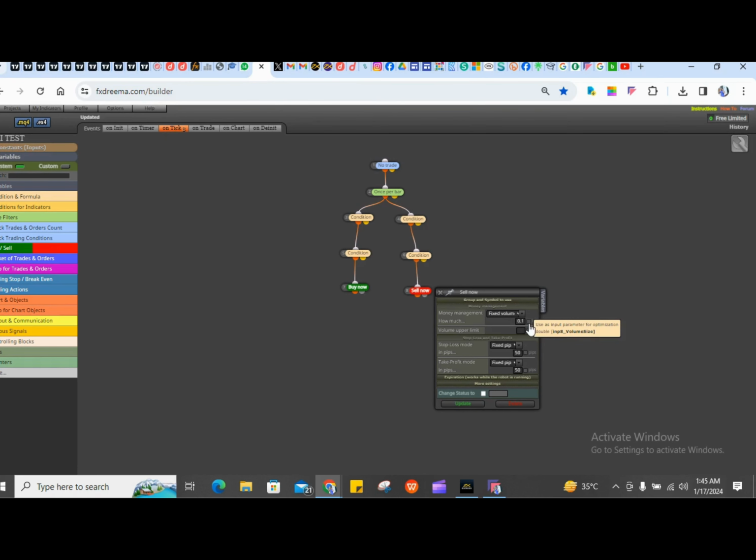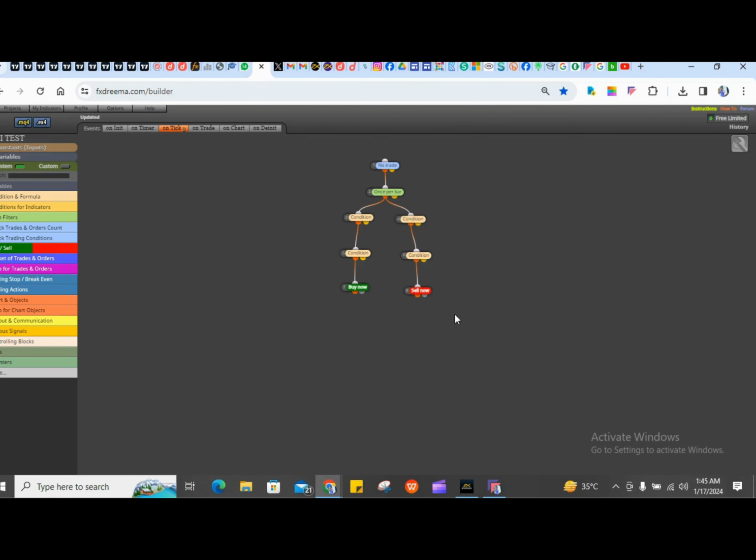So let's just check it: 0.1, 50 pips stop loss, 50 pips take profit, and you update it. Just know that if you are creating a bot on a 1 minute time frame, don't look for 50 pips, because it's always difficult to get 50 pips on a 1 minute time frame. People that trade on 1 minute time frame are scalpers, so you're just looking for at least 15, 20 pips as take profit.